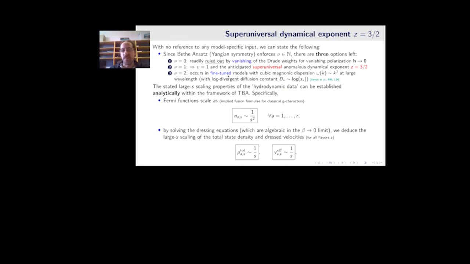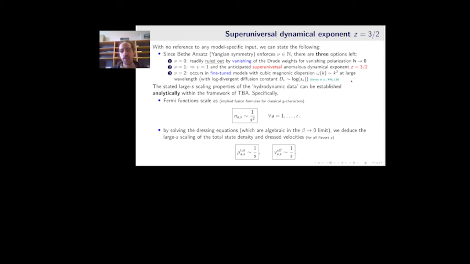but it should be regarded as fine-tuning, because basically you have to take microscopic interactions such that the magnonic dispersion will not contain the k-squared term, but will start with the cubic term. That's very weird. You need to fine-tune. If you do that, you get a different type of transport law, which also has a divergent diffusion constant, but with a logarithmic divergence. So if you take away this fine-tuning, what remains is case number 1, which establishes why this exponent z equals 3/2 is universal, or super universal, if you will.